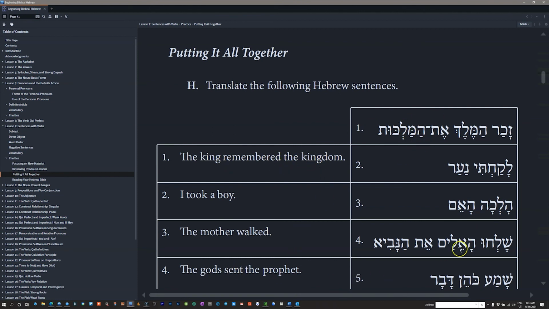Same for number 4. What's your subject? We already decided in our parsing, in our function, that ha'elim. So give me ha'elim, the gods. All right, what's your verb? Shalahu. All right, sent. All right, what's your direct object? Et hanavi, the prophet. So you see how there's this 2-stage process to translation where we have to analyze the Hebrew sentence, and then we can shift over to asking for English translations.